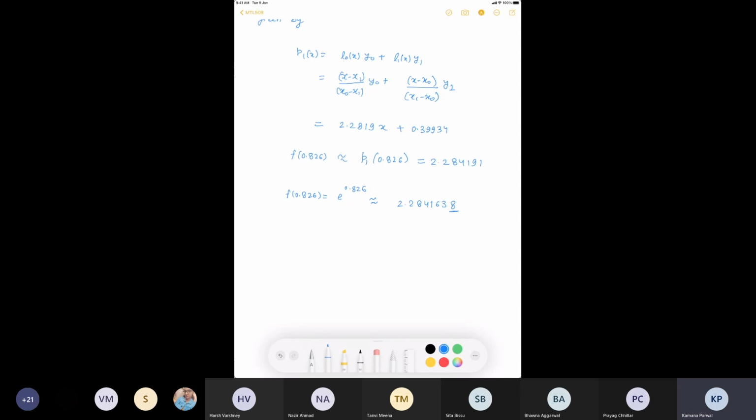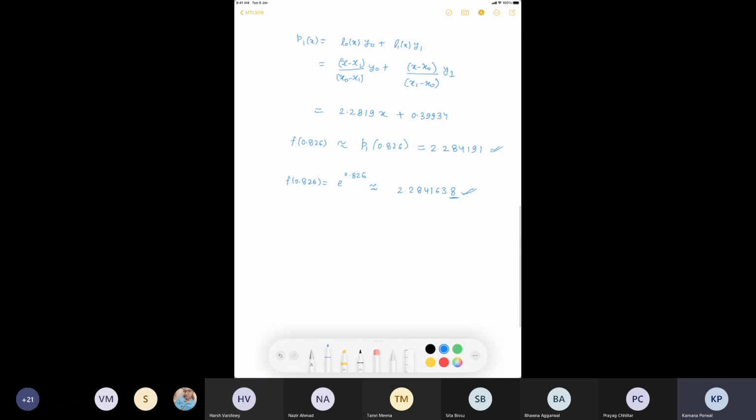Okay, so we have the exact value of this exponential function at the point 0.826, and we have found an approximate value using the interpolating polynomial. You can see that the four digits after the decimal are the same in both. So this is the approximate value we get, and it is correct up to four digits after the decimal.